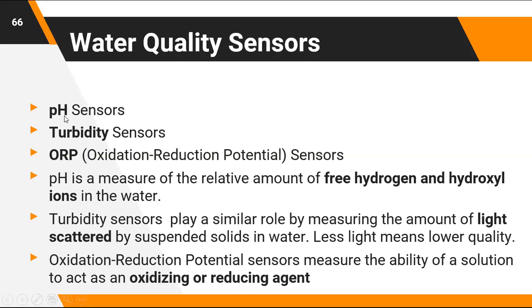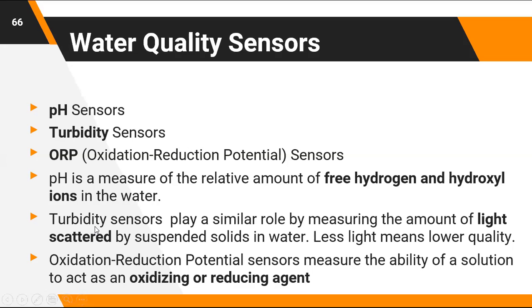So what is the purpose of this pH? How do you measure pH inside your water? It is the measurement of free hydrogen and hydroxyl ions inside the water. If it is at a certain level, we say that the quality of the water is good. I repeat, pH is nothing but the measurement of your free hydrogen and hydroxyl ions inside your water.